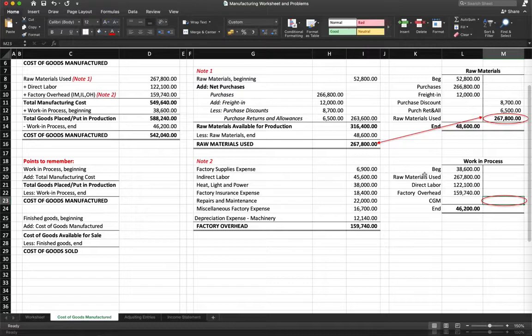How do you get for your cost of goods manufactured? Work back ka, ending balance, less factory overhead, less direct labor, less raw materials, less beginning balance, 542,040. Ito din yun. Okay?